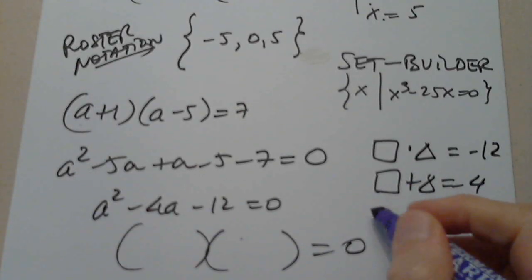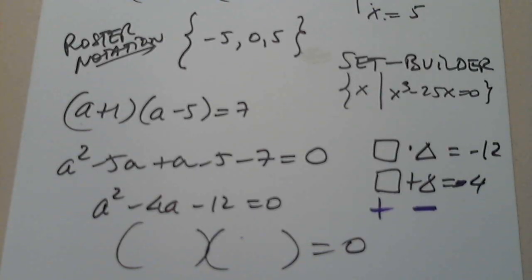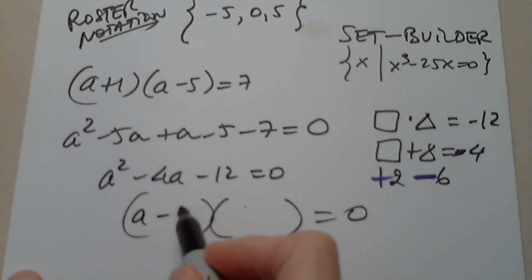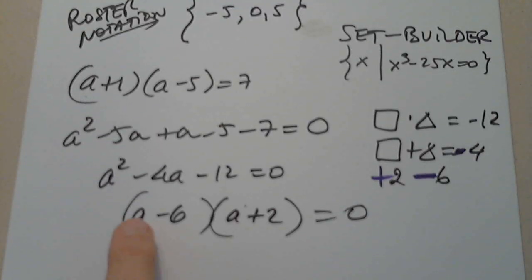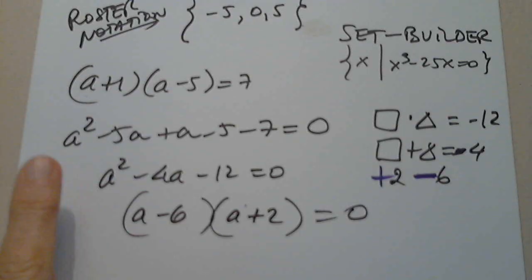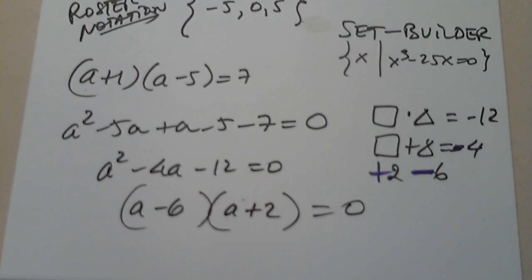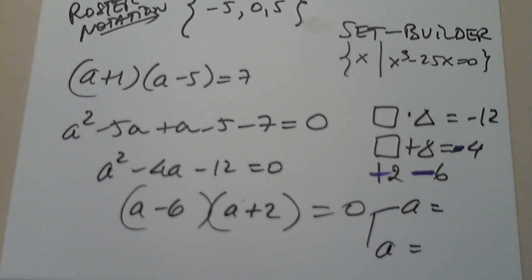Remember, we always start with the product. The product is negative, so one has to be positive, one has to be negative, and the negative one has to be larger in magnitude. 2 and 6. So 6 is negative, so 2 and -6. So we have a minus 6 and a plus 2. You should always take a moment and check. a squared plus 2a minus 6a, negative 6 times positive 2. So then we know these two solutions are a equals and a equals.